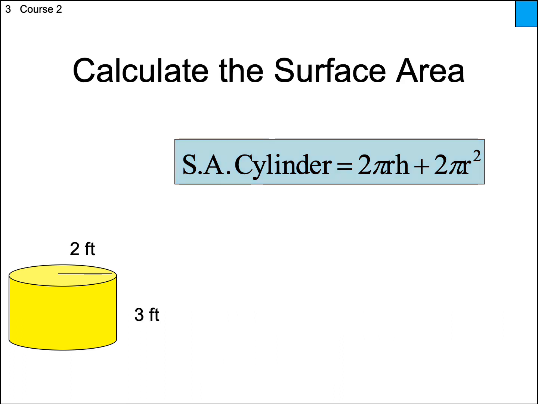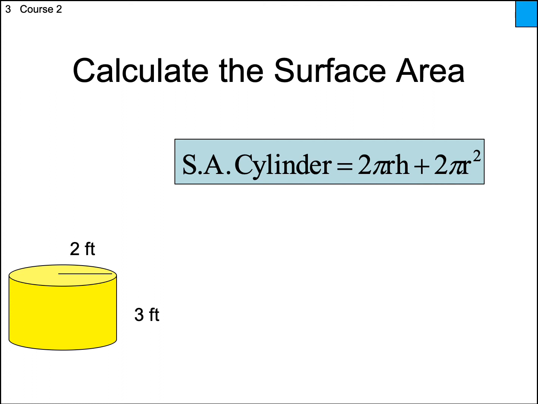All right, one more. Let's do this one together. Here's another cylinder. Once again, I have to give you the radius. I have to give you the height. The only way I can mess with you is if I give you the diameter. Remember, if I give you the diameter, just cut it in half to get the radius. So our formula says 2 pi rh plus 2 pi r squared. The radius in this case is 2.